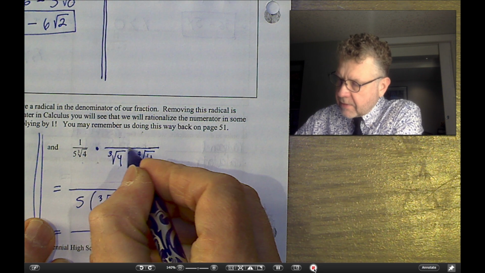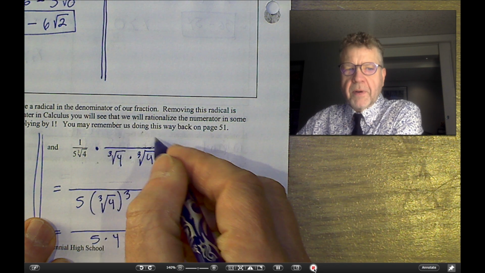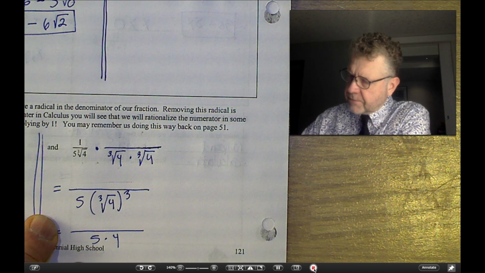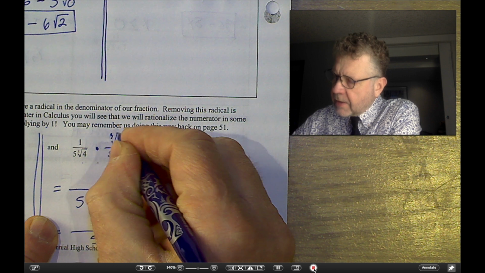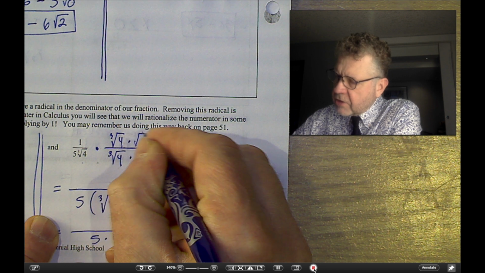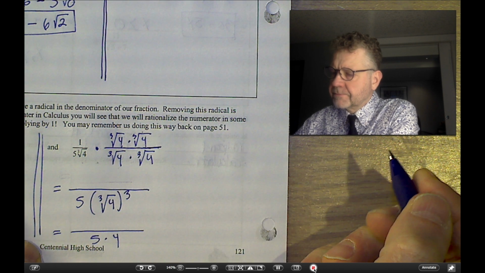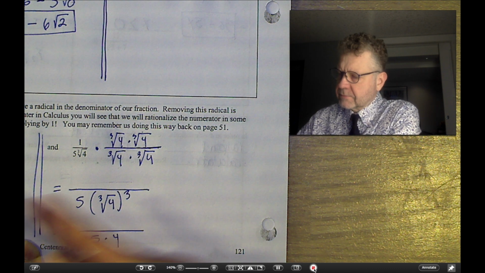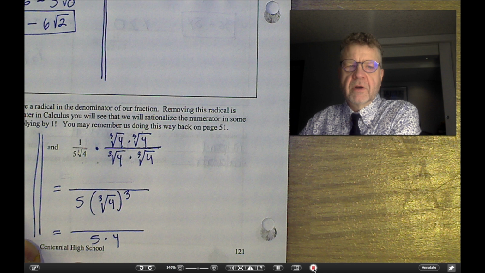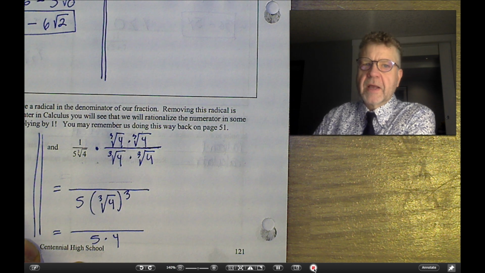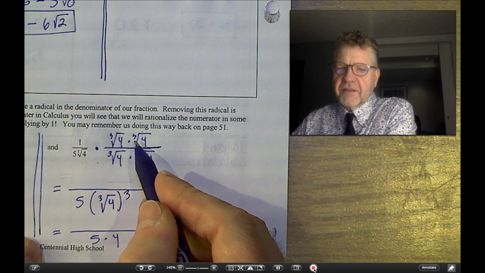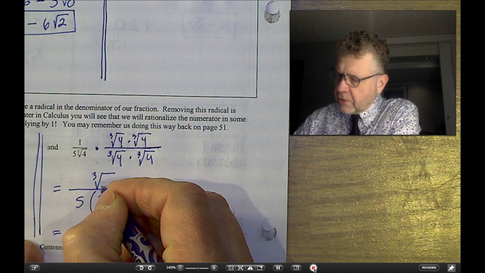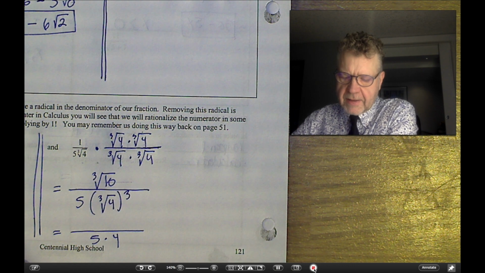But we have to make this whole part equal 1, because we're still multiplying the expression by 1, and we don't want to change the value. So you're going to multiply the top by cube root of 4 as well. What does that work out to be? Well, what is cube root of 4 times cube root of 4? Remember what we did with multiplying radicals? As long as the indices are the same, then it's simply cube root of 4 times 4, or 16, just like that.